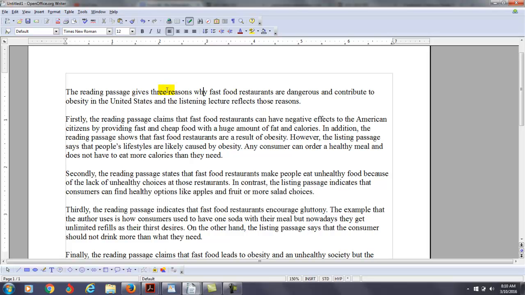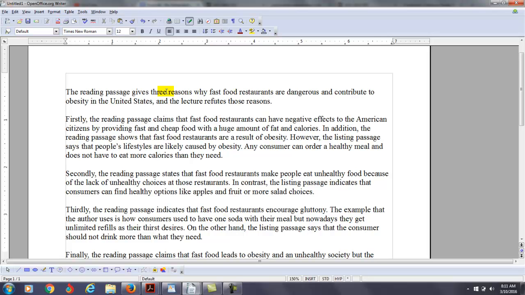So the reading passage gives 3 reasons why fast food restaurants are dangerous and contribute to obesity in the United States. Maybe put a comma here. And the listening, if you say listening, I would say the listening passage or just say the lecture. You don't really have to say listening lecture because you already listened to a lecture. It's kind of redundant. Reflects, that's the wrong word. Your spell check is killing you. It's killing your writing.